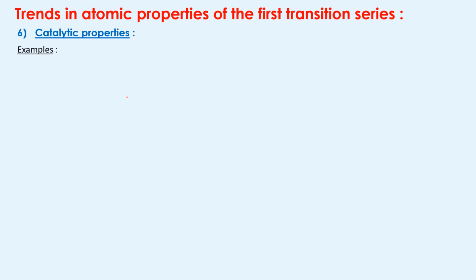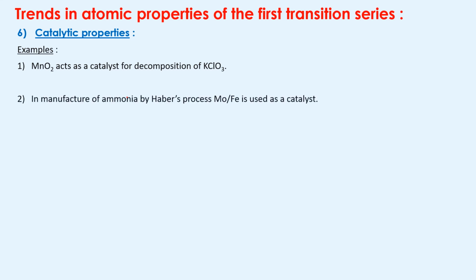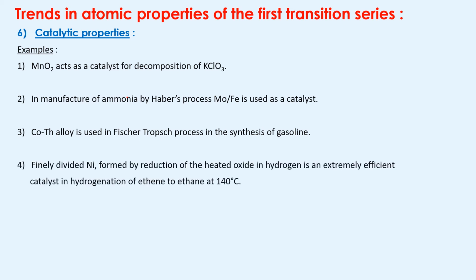Now we see some examples of catalysts, meaning transition elements that we are using as a catalyst. So the first example is MnO2. This is manganese oxide, which acts as a catalyst for decomposition of KClO3, potassium chlorate. Next, in Haber's process of ammonia, we are using molybdenum and iron as a catalyst. The third one is cobalt-thorium alloy, which we use in the Fischer-Tropsch process in synthesis of gasoline.